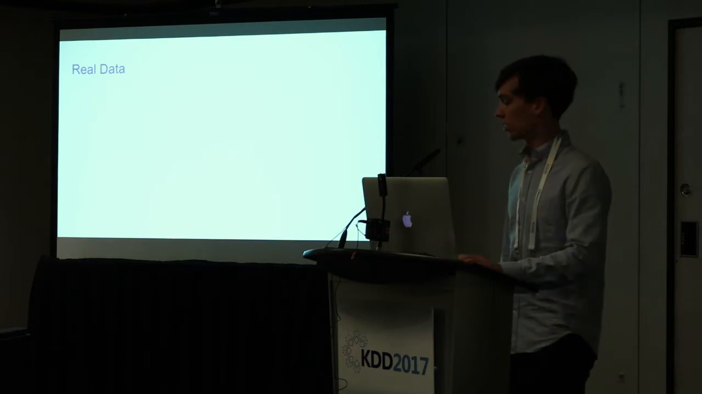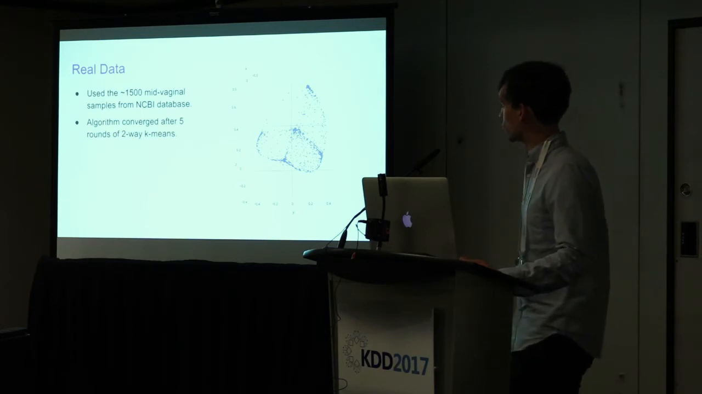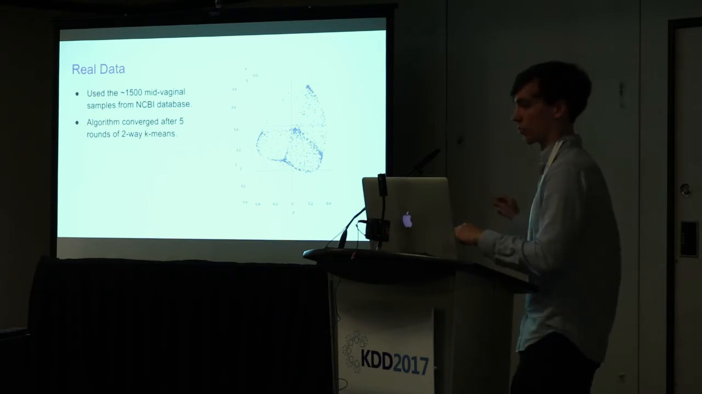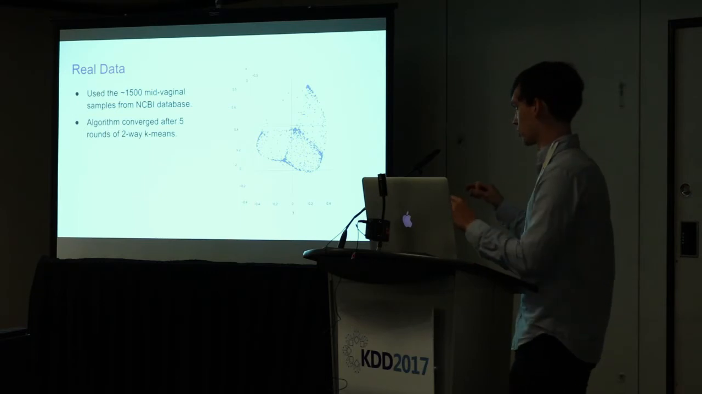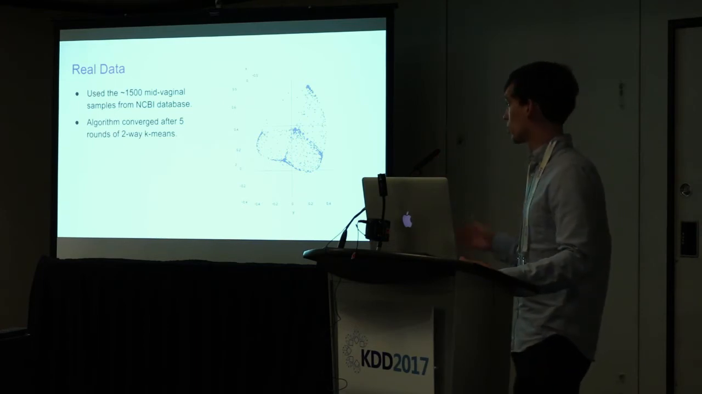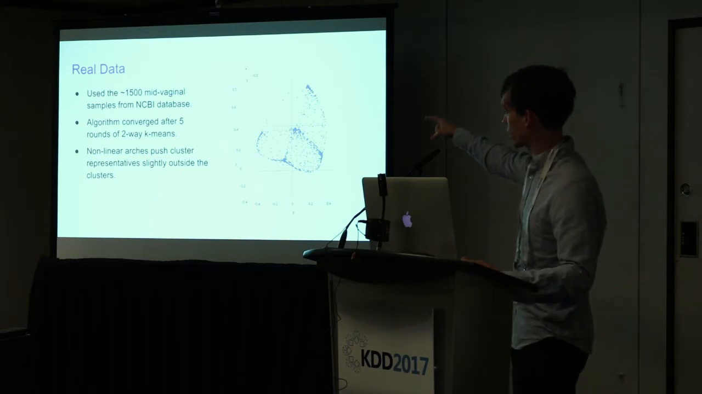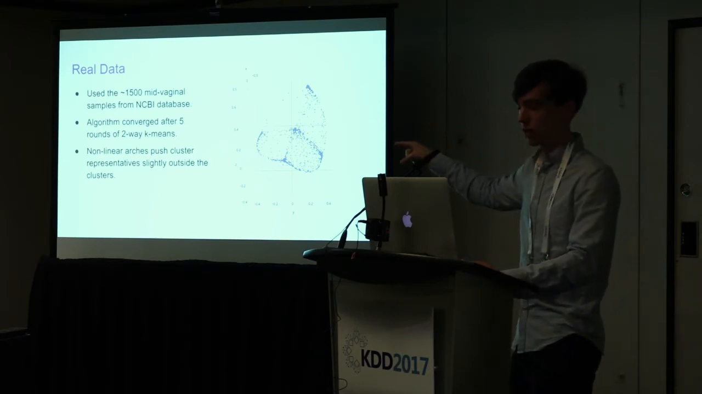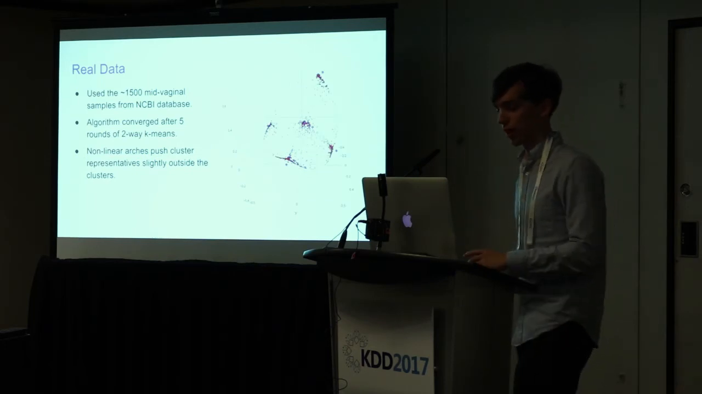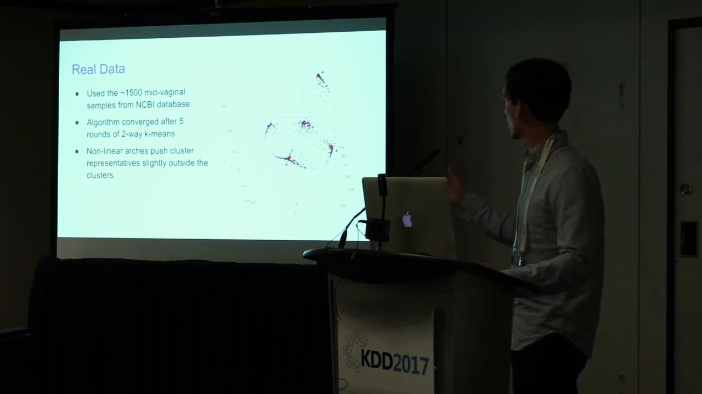So now we can look at the real data, the same samples as before. Our algorithm converged after 5 rounds of two-way kMeans, and in our case, we initialized with kMeans, which helps because you get close to where the clusters are, and then you learn exactly where the lines match up. One potential issue and opportunity for further research is that we noticed there's some nonlinearity between the clusters, which does affect where our representatives end up. I can answer more questions about that, but for our cases, it didn't matter too much.